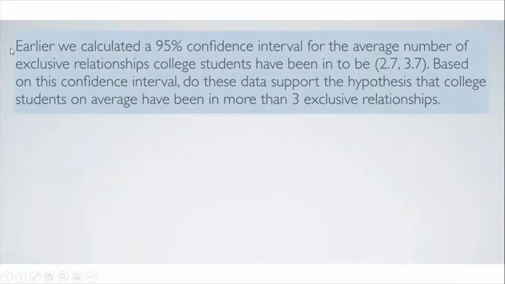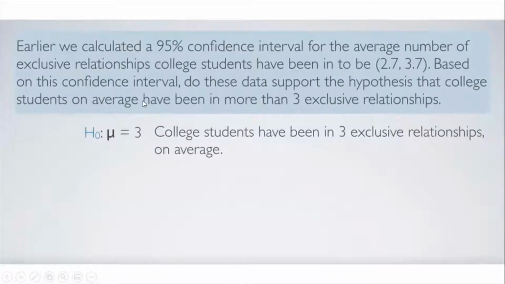Yesterday we talked about exclusive relationships college students have been in. We calculated a 95% confidence interval for the average number of exclusive relationships they have been in, that is 2.7 to 3.7. Based on this confidence interval, do these data support the hypothesis that college students on average have been in more than 3 exclusive relationships? So we got a 95% CI based on our sample data, and based on this we formulate a hypothesis that a college student on average has been in more than 3 exclusive relationships.